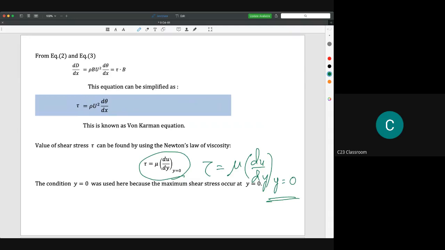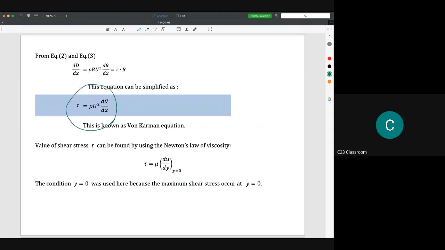So here we already have two equations, tau from von Karman and also tau from Newton. Please remember these because we need to use them in later calculations. So tau is equal to rho U squared d theta/dx, and tau equals mu du/dy at y equal to 0.